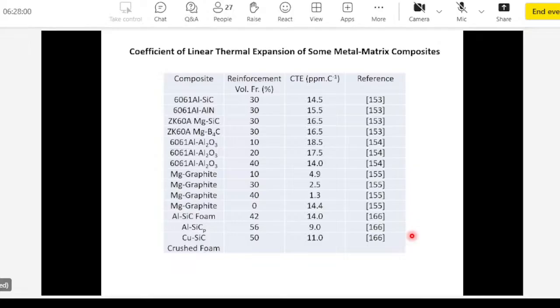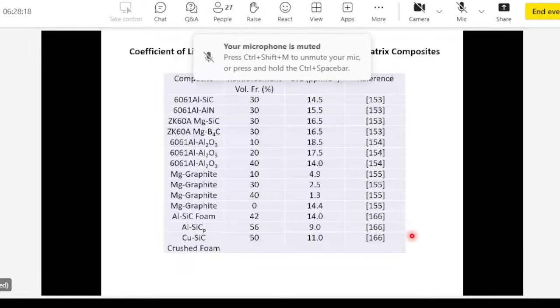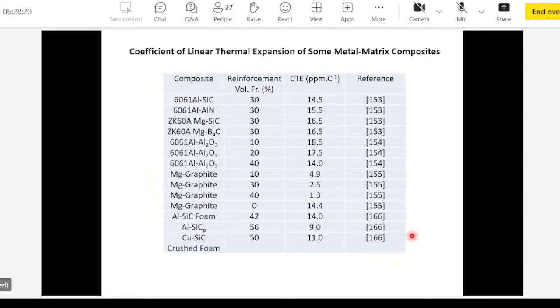Again, thermal expansion properties depend on the amount of reinforcement. We know that ceramics have lower thermal expansion as compared to metals and alloys. So when you combine the two, you get lower thermal expansion, which may be good or bad depending upon your need. If you want less dimensional changes during temperature change, then a composite will be a benefit.